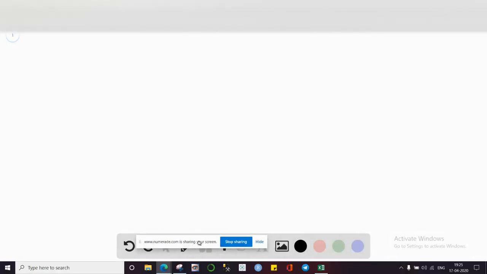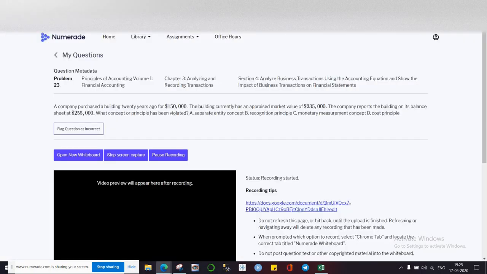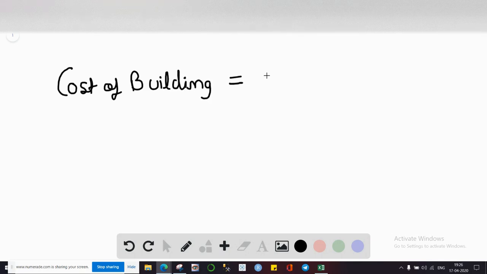Understand the solution. Okay, in the given case, it has been given that we have three values actually. We have the value, the cost of building, equals to $150,000.